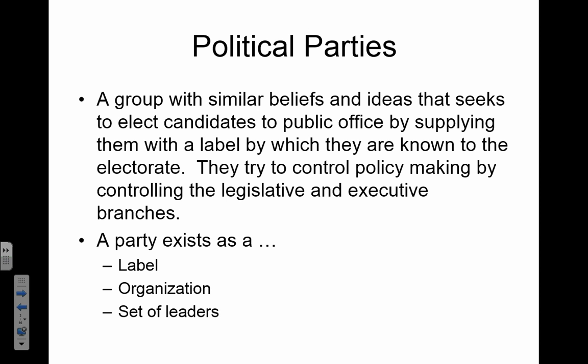A label that is recognizable. You know, the Republican Party, the Democratic Party. In South Dakota, the Libertarian Party. It's a recognizable label.